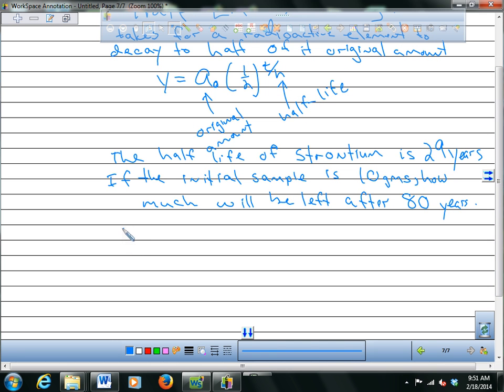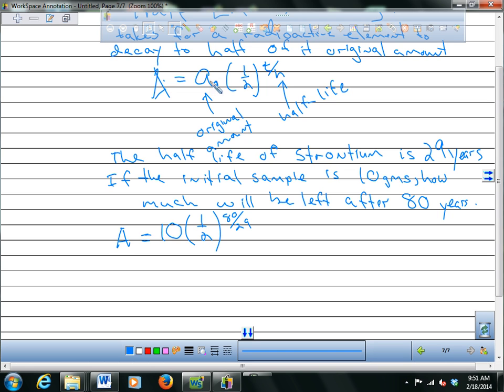So I guess we could call this A instead of y. A equals 10 times 1/2 raised to the 80 over 29. So basically you're going through about 2 and point something half-lives. So you're multiplying 10 times 1/2 raised to the 2 point something. And if I put in 0 here, what's 1/2 raised to the 0? 1, and so I'm going to get the amount in the original sample, right?